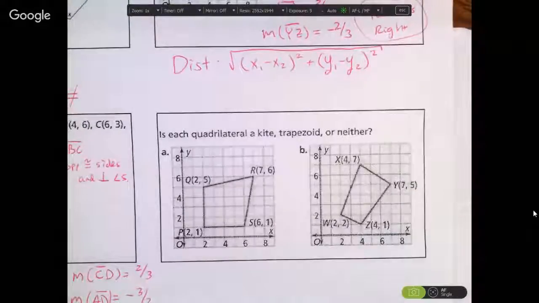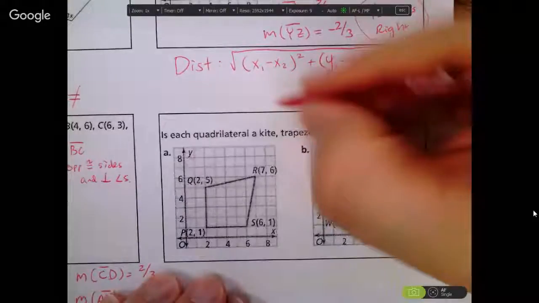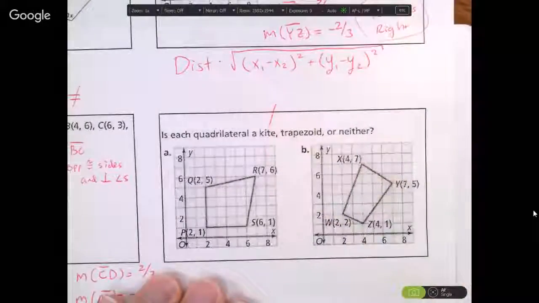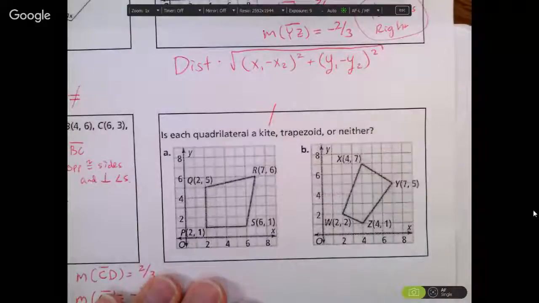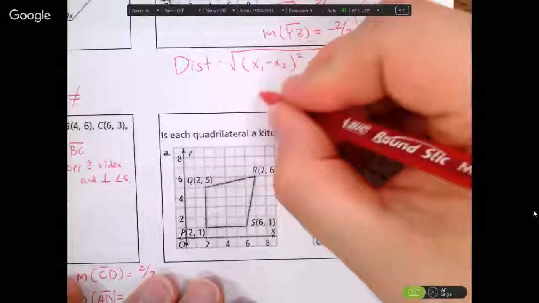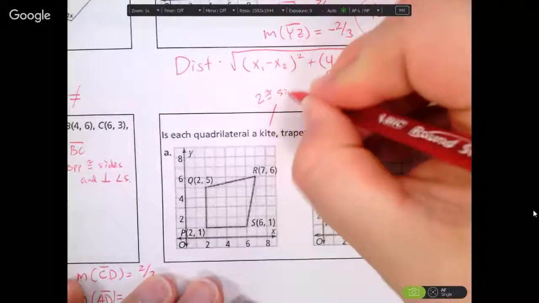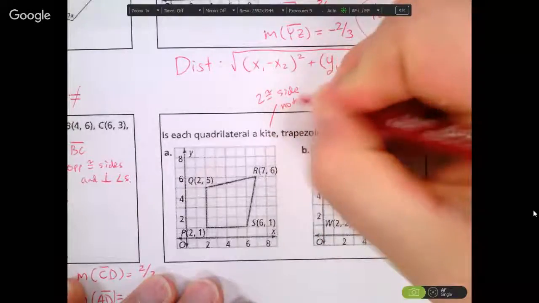All right, so for the sake of time, we're going to talk about this and not necessarily solve the problem. In order to figure out if it's a kite or a trapezoid, what's going to be true about a kite? There are 2 sets of congruent sides, but they're not opposite. Okay, 2 congruent sides, not opposite.